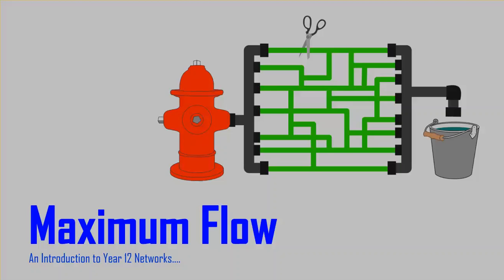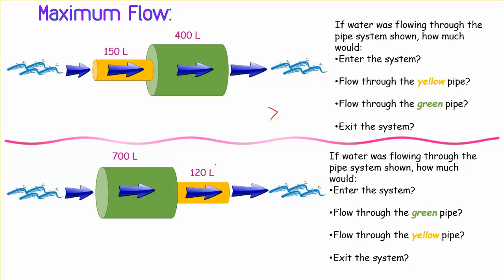In this video, we're going to talk about maximum flow in terms of networks. When we're thinking about maximum flow, we're thinking about the amount or the capacity of something to flow through a network. If we take these two, for example, real life situations where this is talking about water flowing through some pipes. If 150 litres can flow through the first pipe and 400 can flow through the second pipe, how much can go through the whole network?